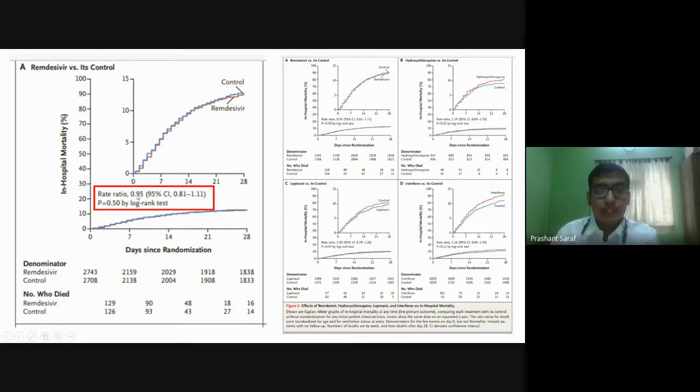So coming to this, the rate ratio is 0.95. So it may signify that remdesivir is having slightly fewer deaths as compared to the controls. But we have to check the p-value also, which is 0.5 by the log rank test. As I mentioned earlier, log rank test is a statistical test of significance, and we are comparing the two groups, like the control and remdesivir. And the p-value is not significant because it is more than 0.05.